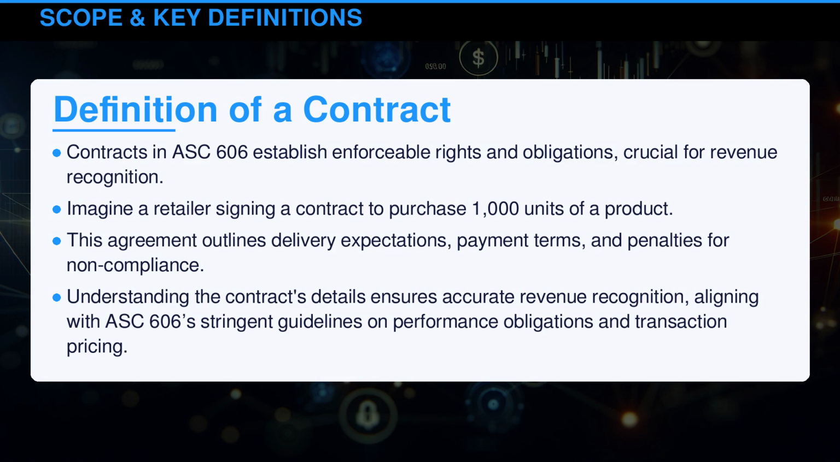Imagine a retailer signing a contract to purchase 1,000 units of a product. This agreement outlines delivery expectations, payment terms, and penalties for non-compliance. Understanding the contract's details ensures accurate revenue recognition, aligning with ASC 606's stringent guidelines on performance obligations and transaction pricing.